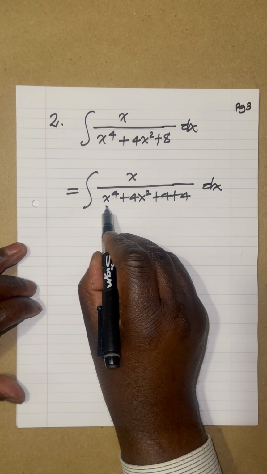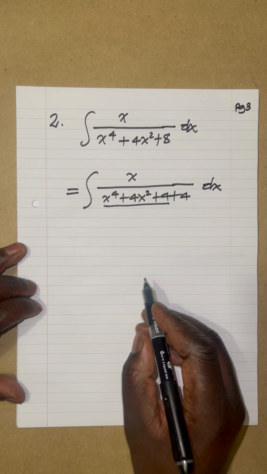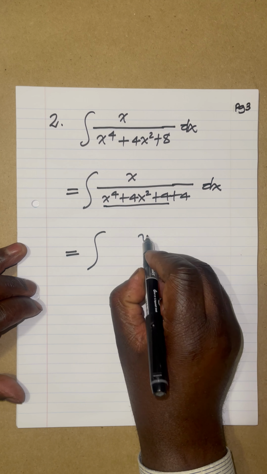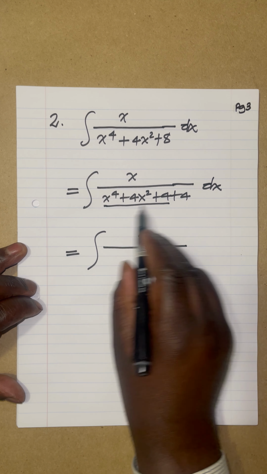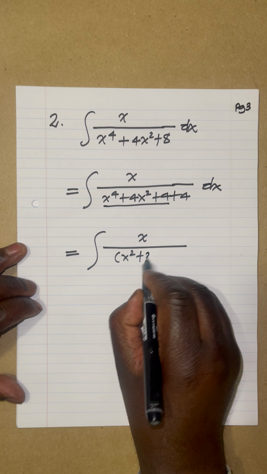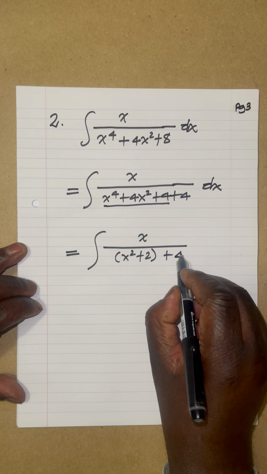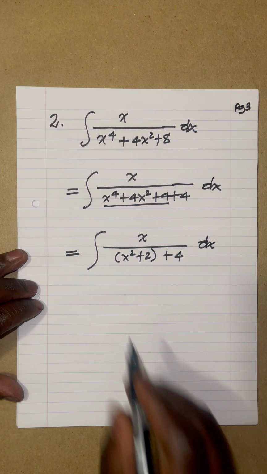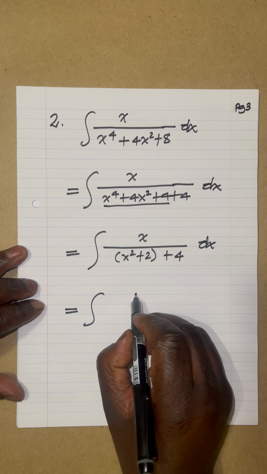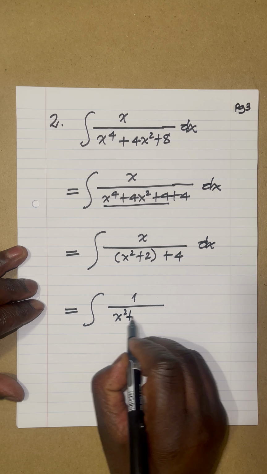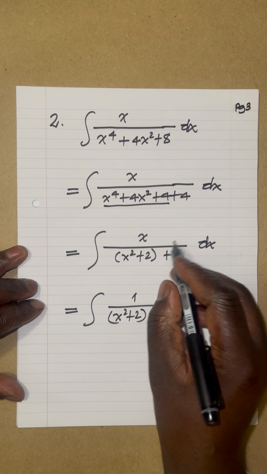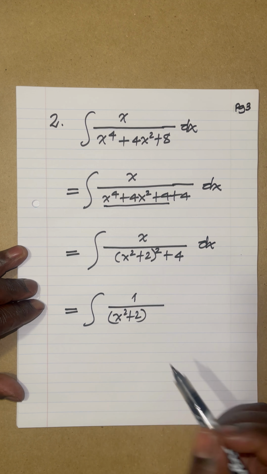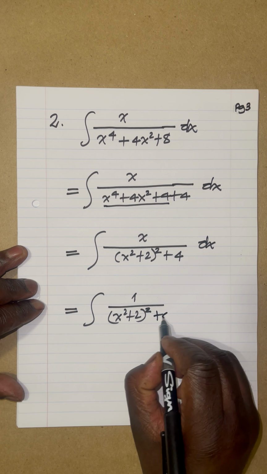Now looking at this part here, you can see that it factorizes very easily because it's a perfect square. So this is the same as the integral of x all over, this part here is actually x squared plus 2, squared, but we have plus 4 outside, dx. Now look at how it is. Now it's easier for us to rewrite this as the integral of 1 all over x squared plus 2 in brackets, squared. Remember, factorizing this part must give you a square there. And then we have plus 4 here.